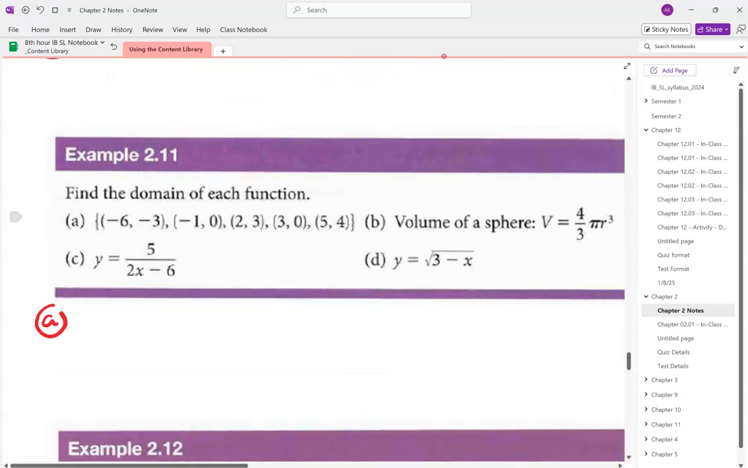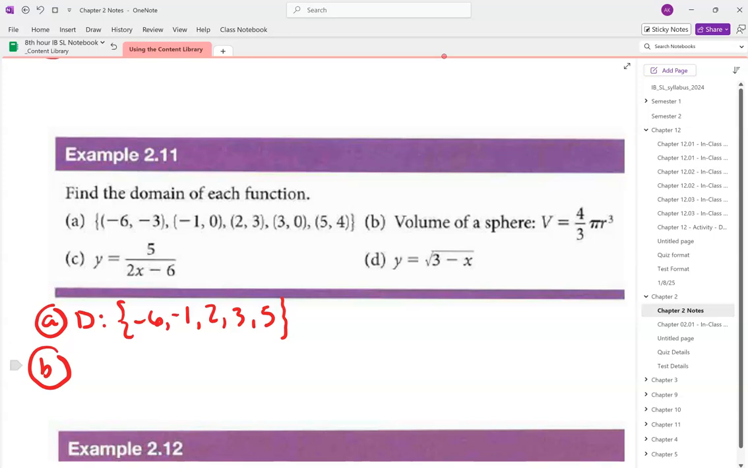All right. We're going to do the domain of each function. So what's the domain of this set of ordered pairs here? Excellent. Just listing the x coordinates. What about for the volume of a sphere? Which variable is representing the x's, r or v? R, very good, because it's the independent variable there.